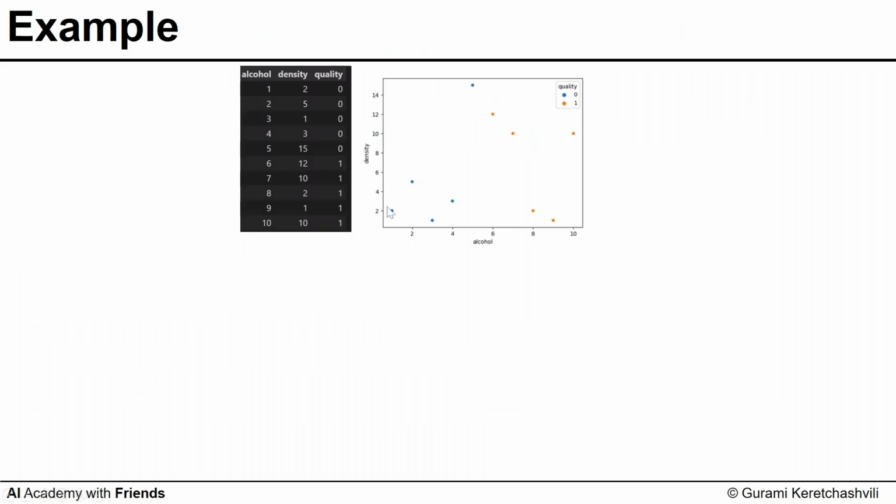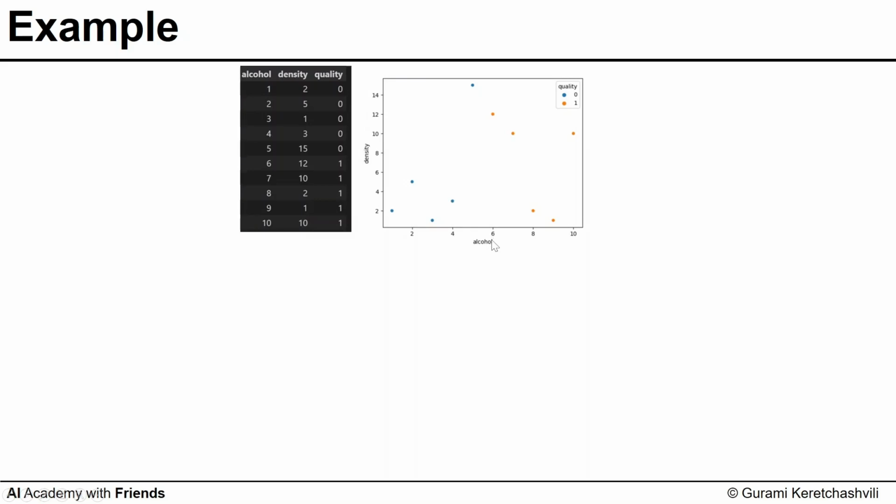Imagine we have a toy dataset about wine shown above. There are three features. Alcohol and density are input features, whereas quality is the output feature, also called the ground truth label, which represents whether a wine is of good quality or not. Also, we have a scatter dot visualization next to our dataset, where orange dots are good quality wines and blue dots are bad quality wines. In order to create a tree based on this information, we need to start splitting the data.